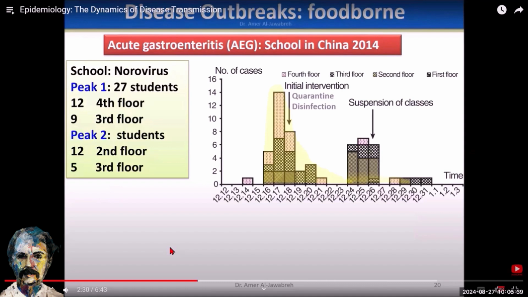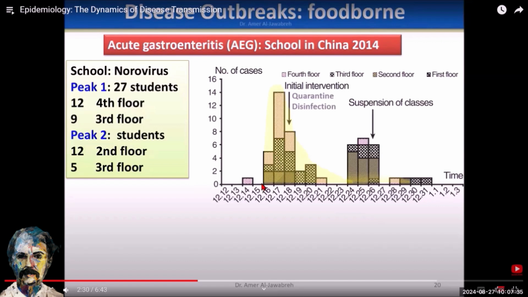The school in China is a 4-story building, 4 floors. And one day, all of a sudden, they had norovirus among the children. This norovirus is oral-fecal, and it causes AGE, acute gastroenteritis. We had 2 peaks. The first peak started, let's say, on the 14th of December and ended on the 21st. By the way, the dots, the crosses and the lines mean the floors: 1st floor, 2nd floor, 3rd floor, 4th floor. If you look here, on which floor did it all start? The 4th.